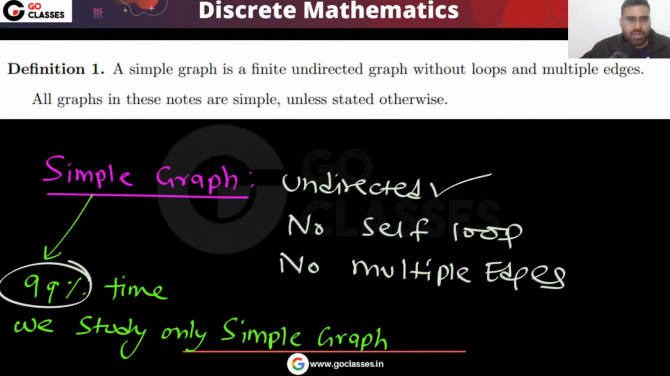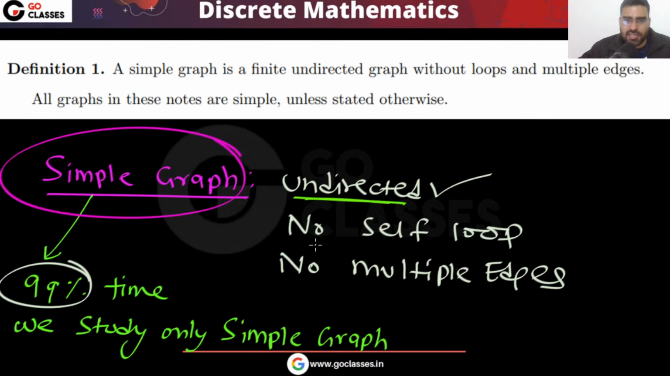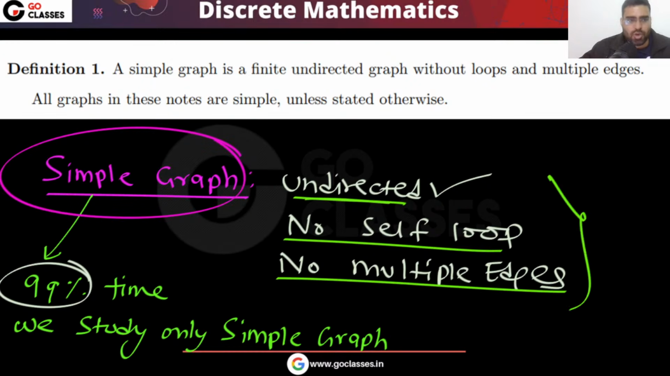Now let me tell you what is a simple graph. Simple graph simply means that it is an undirected graph, there is no self loop, there is no multiple edges. This type of graph is called simple graph. All the graphs that we will study are simple graphs unless I mention otherwise. If I don't mention anything, then we are talking about simple graph.